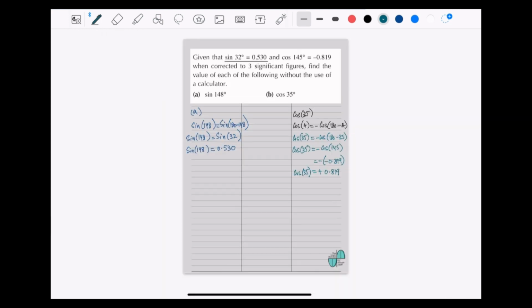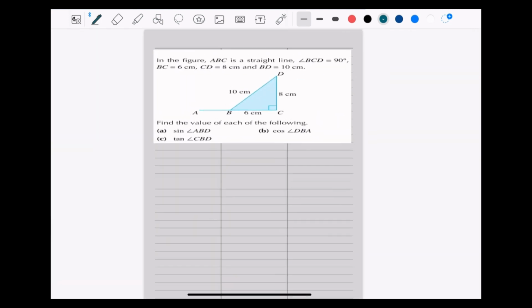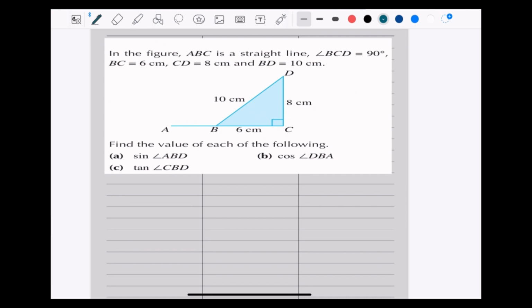Let's see some more practical examples. Now let's look at this question. Now if you see here, it's a right angle triangle. Let's call this angle x. The outer angle, since this is a straight line, I can say that this is 180 minus x.